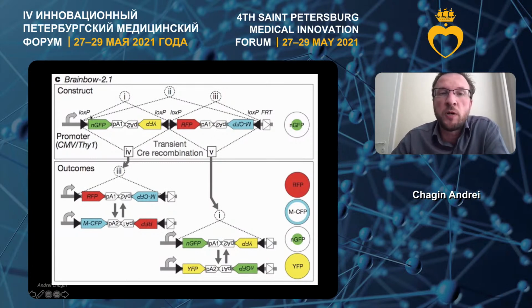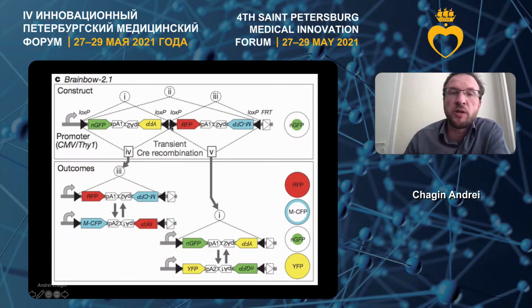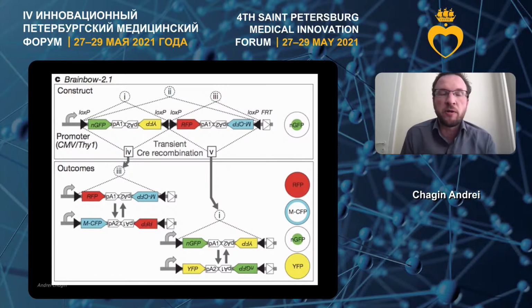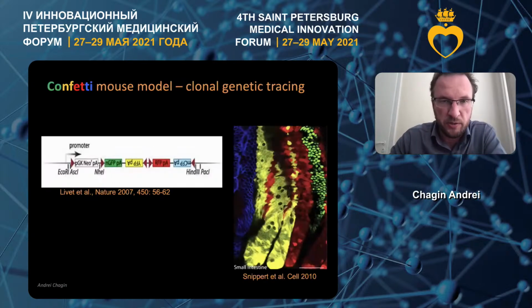So it depends which LOXP site the Cre will bring to another LOXP site. It will make different types of recombinations, as you can see here, and the cell will produce one out of 4 different colors. How can that be used?